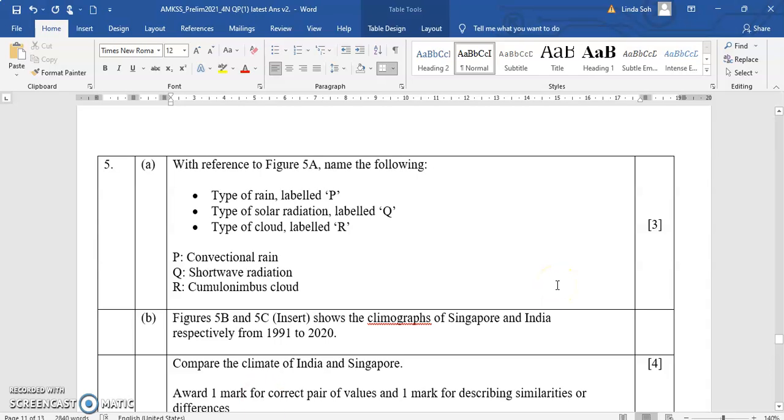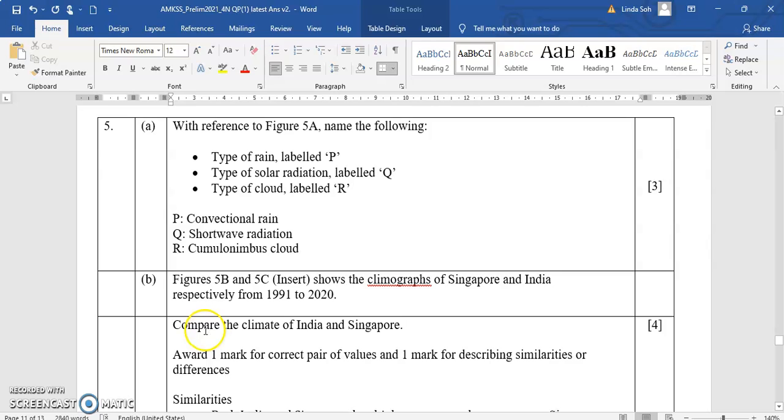We will now look at question 5. With reference to figure 5, name the following. P is convectional rain, Q is shortwave radiation, R is cumulonimbus clouds. Next, compare the climate of Singapore and India.